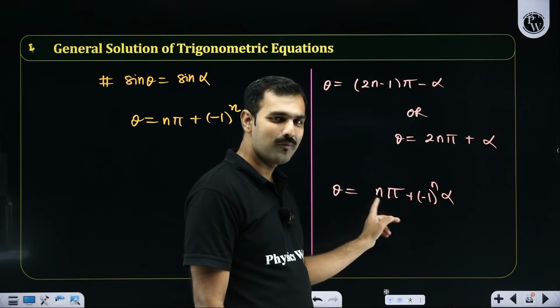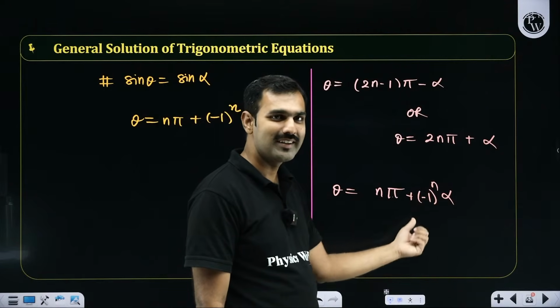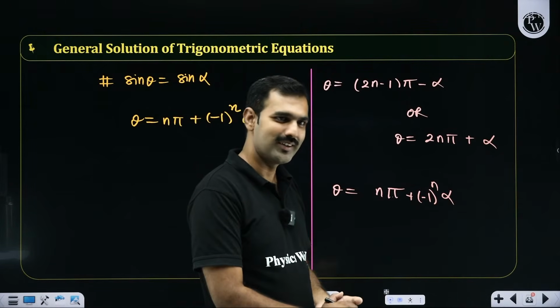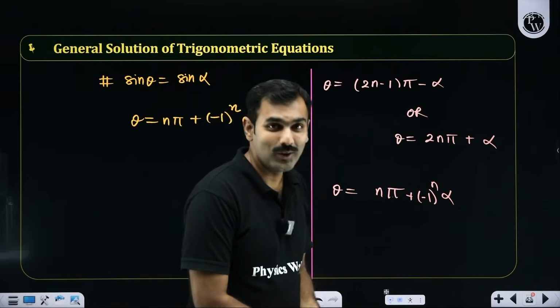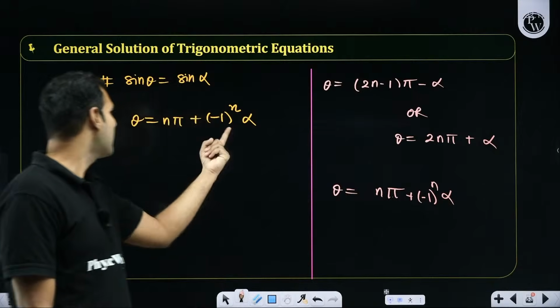Any odd multiple of pi if taken, I hope minus 1 to the power n will be odd, so alpha will get subtracted. Yes or no, everybody? So I hope you do realize that this thing clubs both of them, and that's exactly what I've written over here.